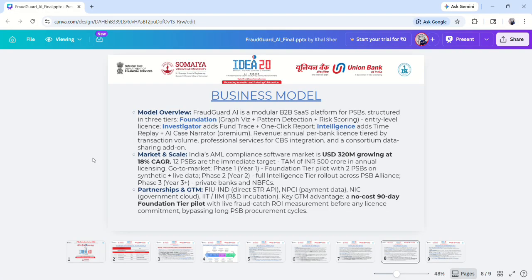Coming to the business model, we offer our solution as a SaaS platform for banks divided into three tiers: the foundation tier, the investigator tier, and the intelligence tier. The foundation tier includes core detection features. The investigator tier adds tracing and reporting tools. The intelligence tier provides advanced features like AI narration and time replay. To enter the market, we are planning to offer a 90-day free pilot, allowing banks to see real results before committing, which helps overcome long procurement cycles.